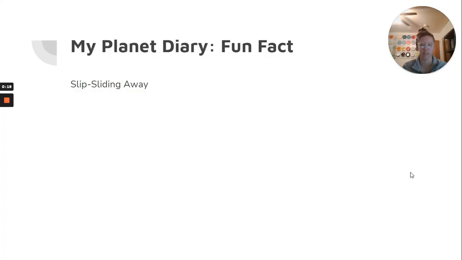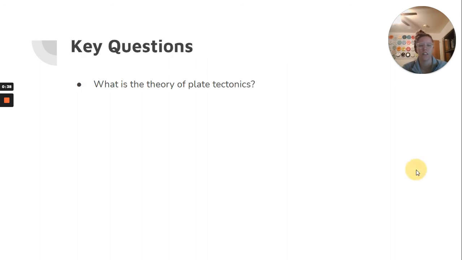So our My Planet Diary is a fun fact called Slip Sliding Away. It says in 30 million years, this airplane might take 1 hour longer to fly from New York to London than it takes today. That's because these two cities are moving slowly apart as they ride on pieces of Earth's crust. Now, 30 million years is quite some time from now, but just an interesting thing to know.